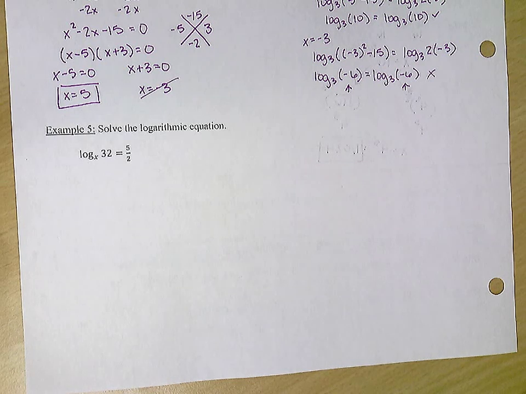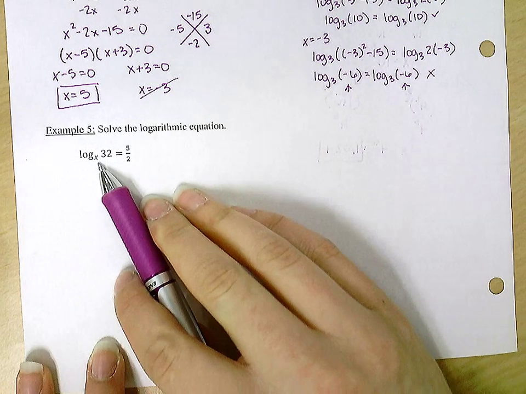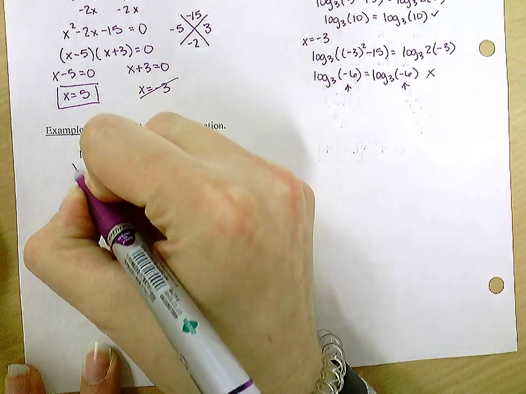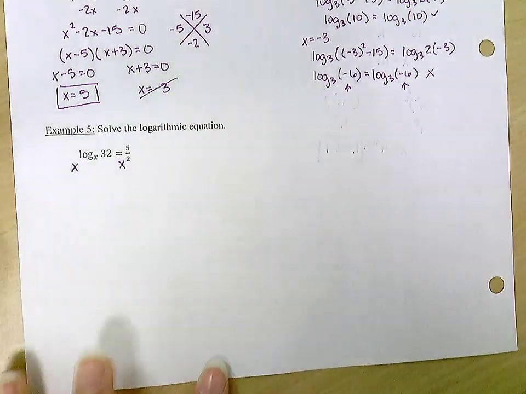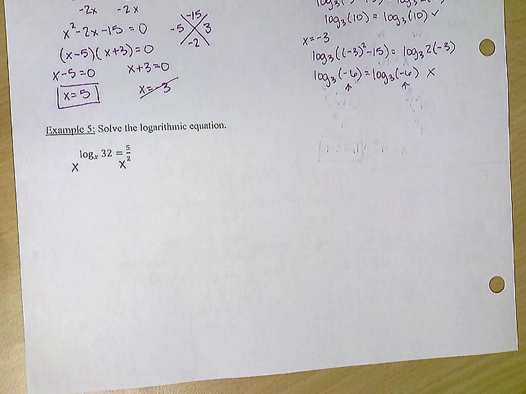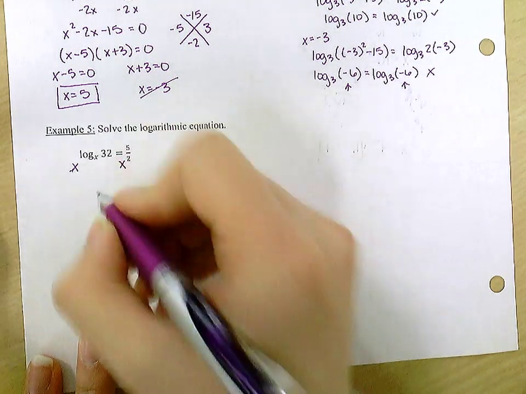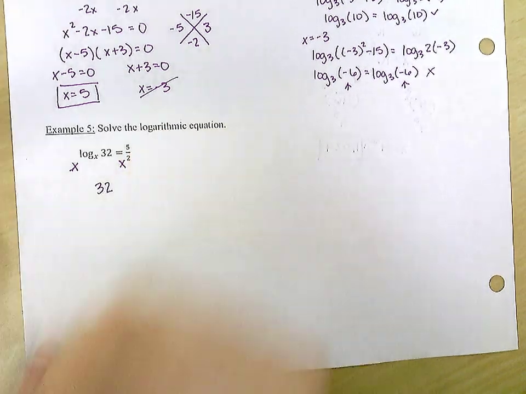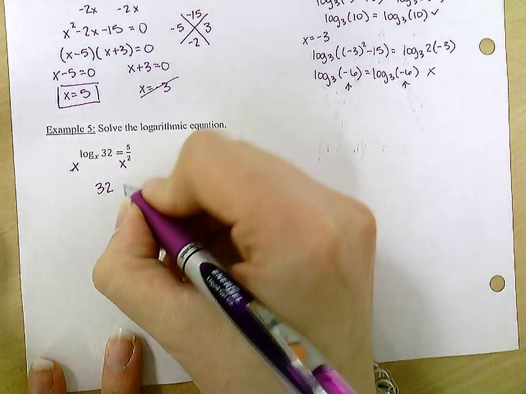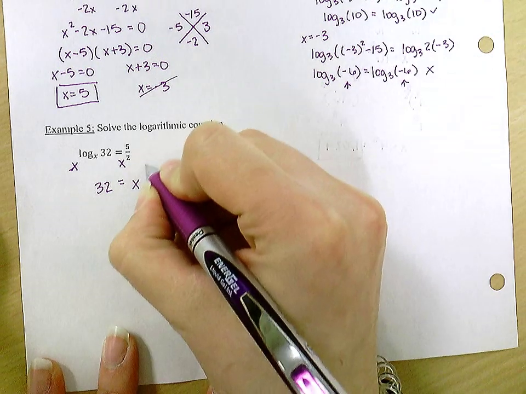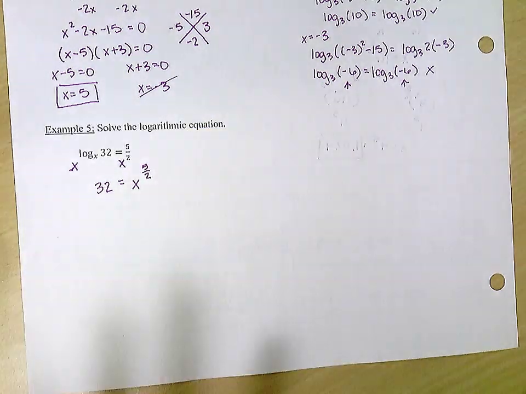All right, so I want to change this to an exponential. So since my base value is x, I'm going to bring in a base x to both sides. Okay, when I do that, these two cancel, and I'm left with 32 is equal to x to the 5/2 power.